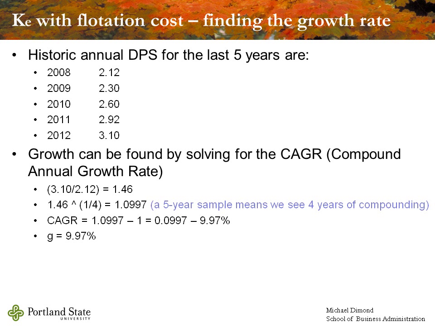So what we really want to do is this. We want to take the fourth root of that growth. We want to see what was the ratio of the end amount versus the starting amount, and then take the fourth root of that because we've seen 4 years of compounding in that 5-year sample.